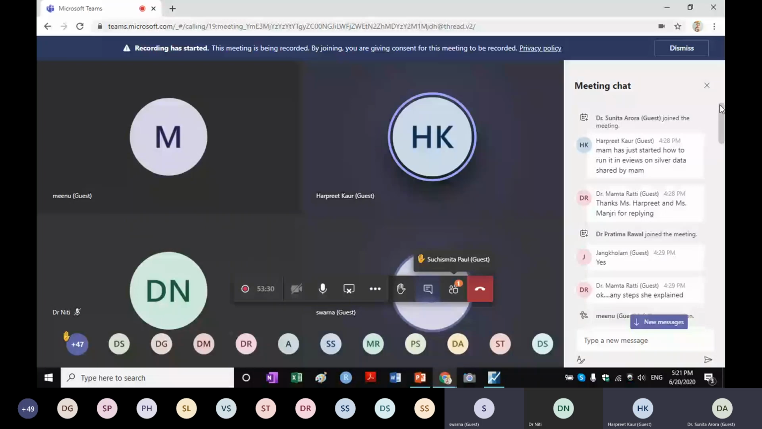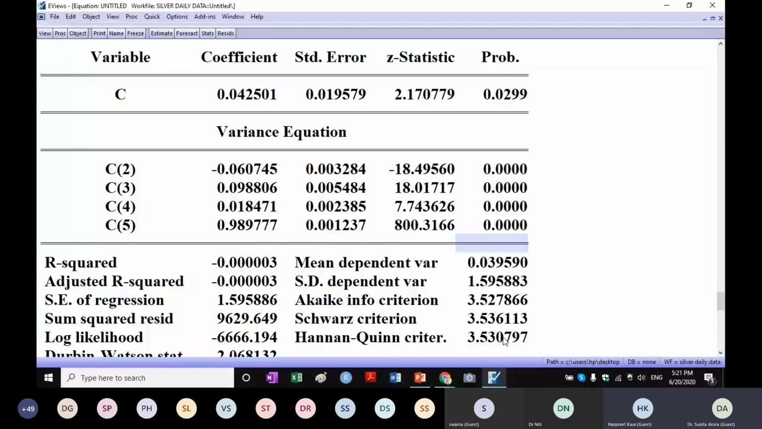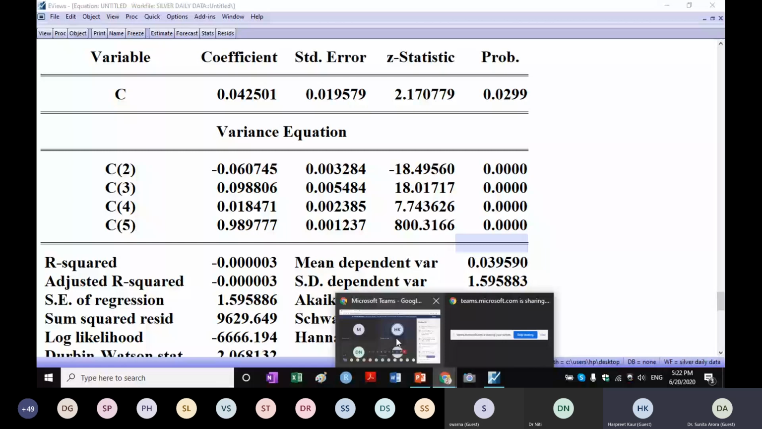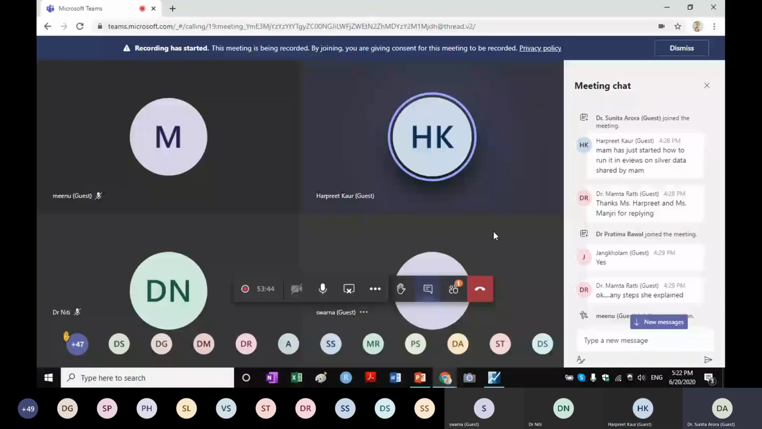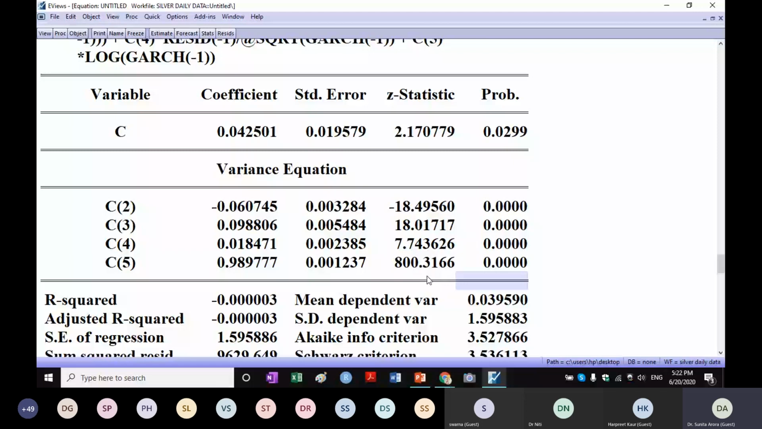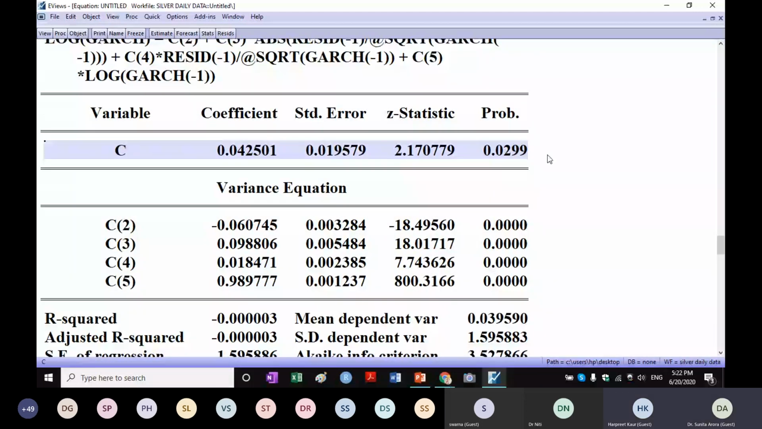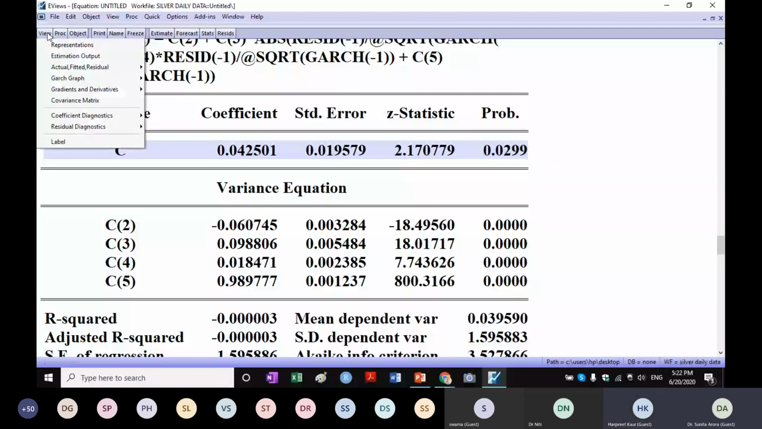Ma'am, so far, when we are running the GARCH model, are we required to first finalize the ARIMA model, or should we go with AR -1? That is sufficient. I didn't introduce an ARIMA model. See, I regress this data on C only. So far as ARIMA, that is in my presentation as well as in my YouTube video.